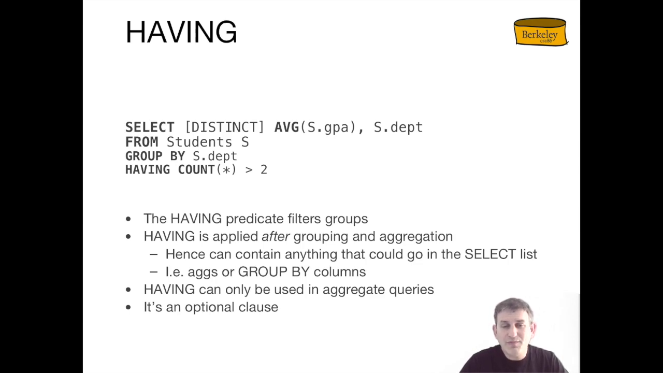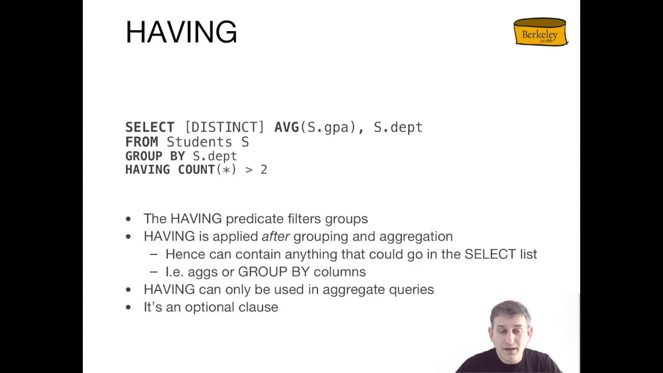Think of having as being applied after grouping and aggregation. So first we're going to group by department, then we're going to compute counts of each group, and then we're going to evaluate the having clause on those counts and keep only the groups with count greater than 2. The having clause can have anything that could go in our select list. It can have aggregates, it can have grouping columns like department.